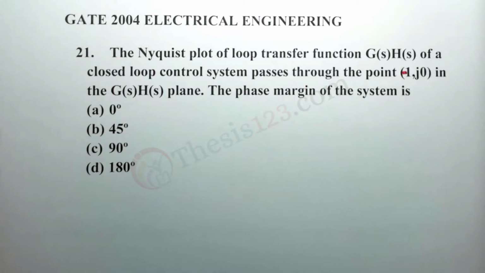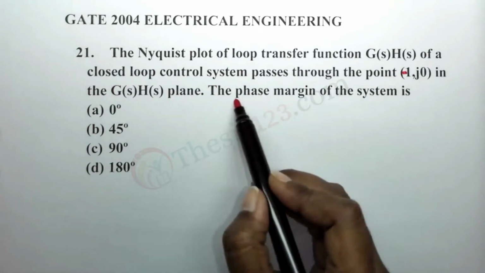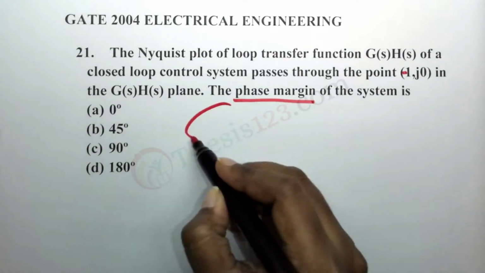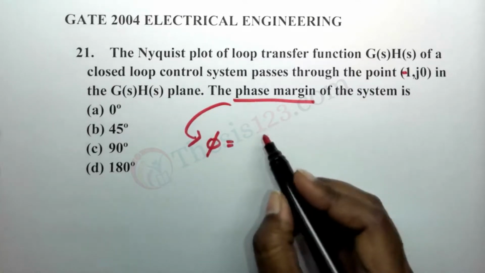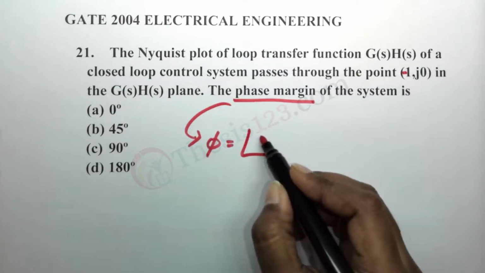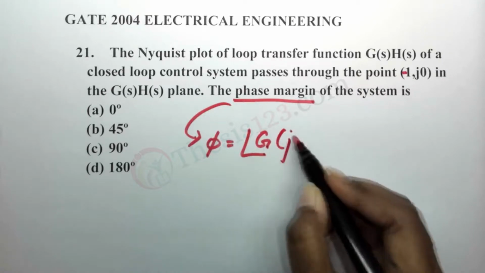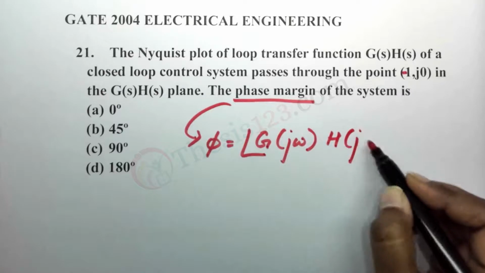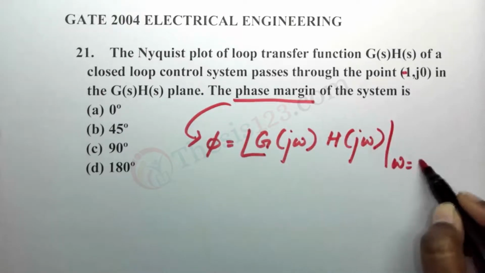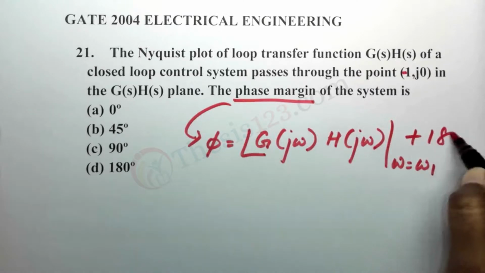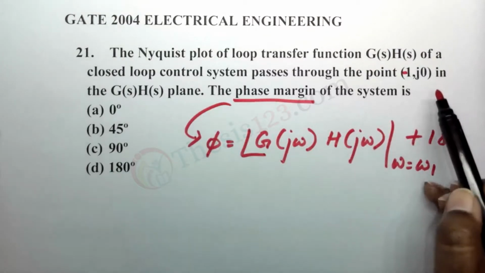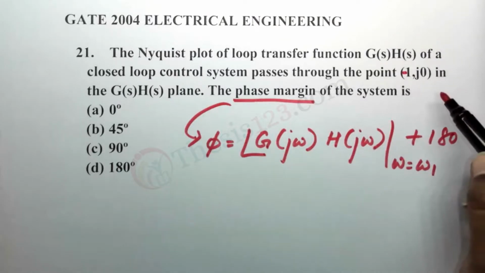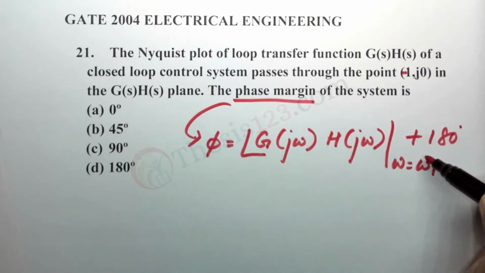Okay. So here, since we are supposed to find out the phase margin of the system, we have a direct formula. Now the phase margin is phi. The formula for this is angle of G(j omega)H(j omega) at omega equals omega 1 plus 180 degrees. Now, since we already have the angle here, we will have to find out what this expression is in terms of the point of -1, j0.